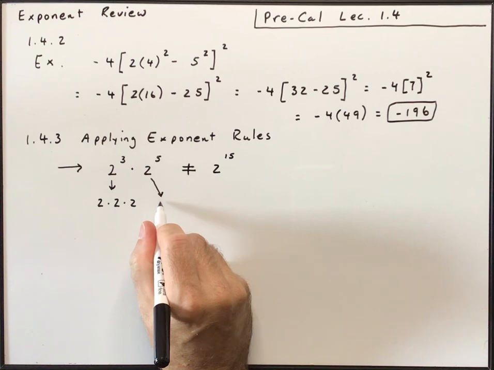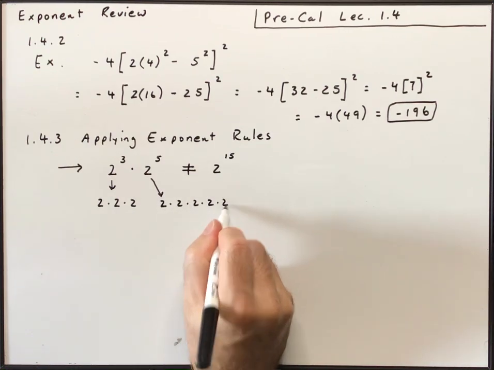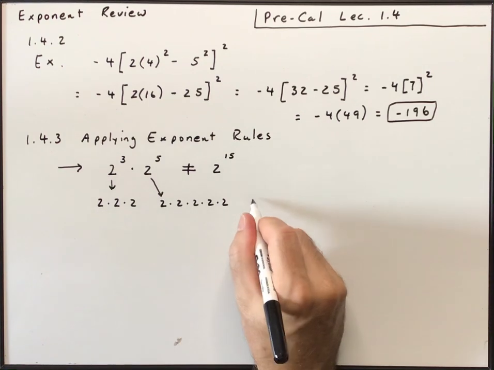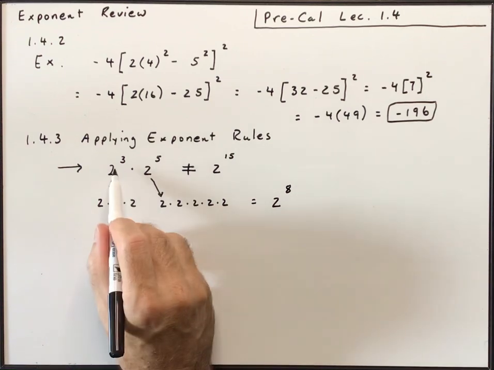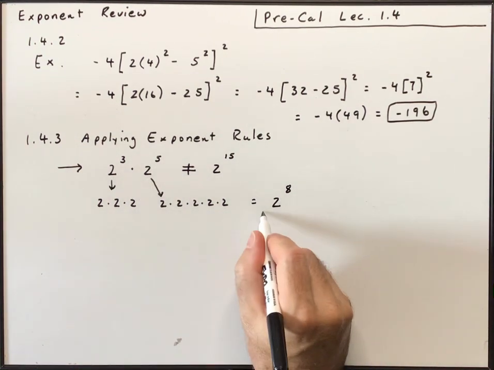And this is the same as 2 times 2 times 2 times 2 times 2. So you have 8 2's multiplied together. So you have 2 to the 8th. So 2 to the third times 2 to the fifth is 2 to the 8th.